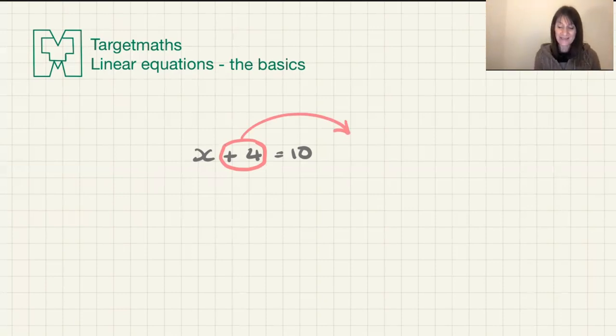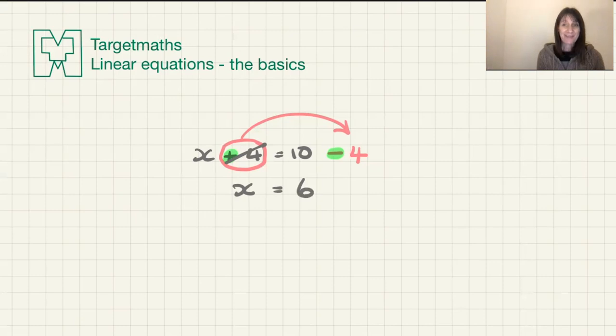When it lands, and this is crucial, and it's where people can go wrong very easily, when it lands, it lands as its opposite sign. So it's going to land as minus 4. The plus changes to minus. Now, when I tidy up, the plus 4 has gone, x is left on its own, and 10 take away 4 is 6.